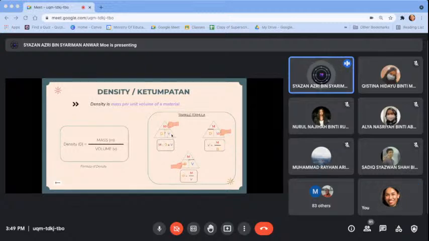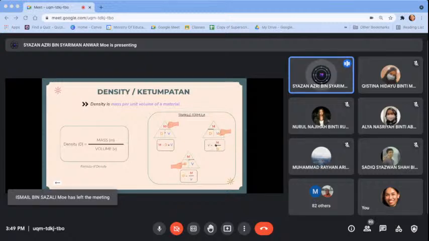For the second triangle, we can see the hand is covering the V symbol, which is the volume. That means that we need to search for the volume for the density formula. So if we close V, we will be left with mass and density.